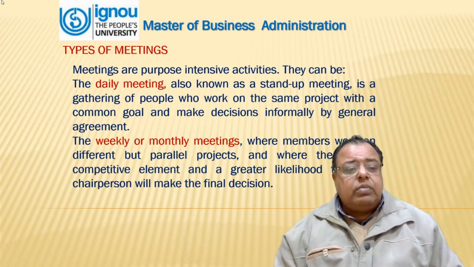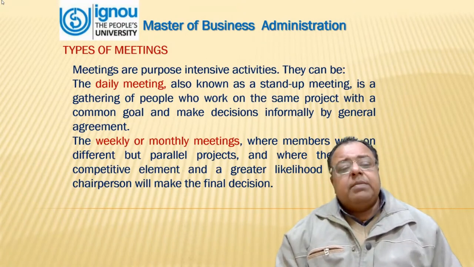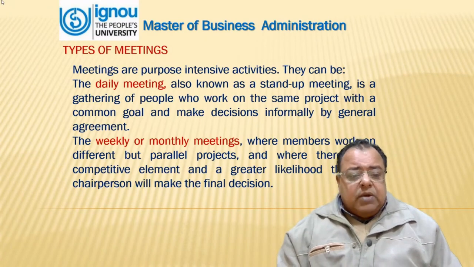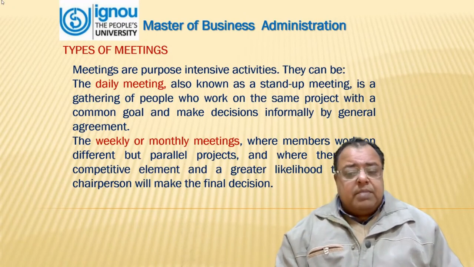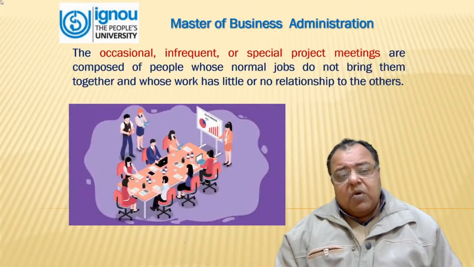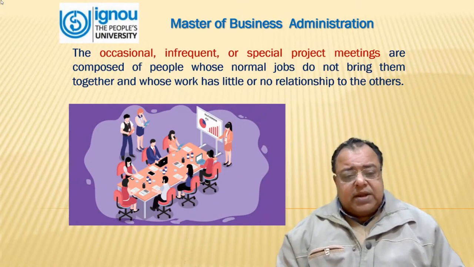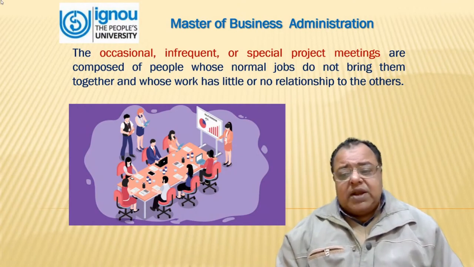They can be daily meeting, also known as stand-up meeting, is a gathering of people who work on the same project with a common goal and make decisions informally by general agreement. The weekly or monthly meetings, where members work on different but parallel projects, and when there is a competitive element and a greater likelihood that the chairperson will make the final decision. Occasional, infrequent or special project meetings are composed of people whose normal jobs do not bring them together and whose work has little or no relationship to the others.